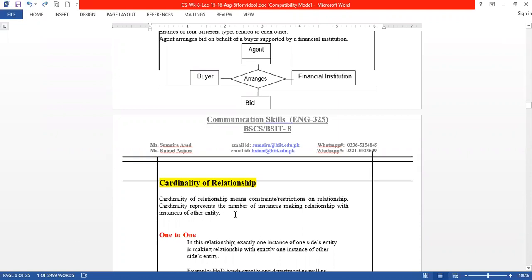Now, what's the meaning of cardinality? It means constraint, restriction, or relationship. It represents the number of instances making a relationship with another instance of another entity.